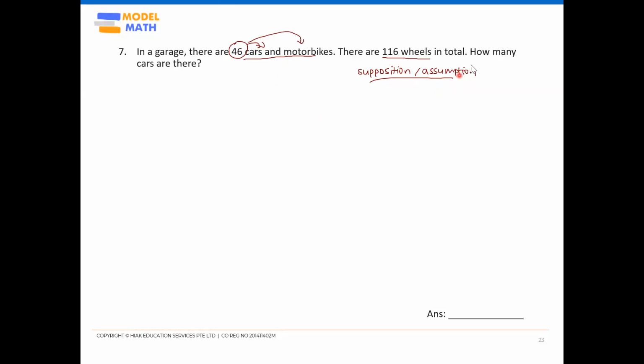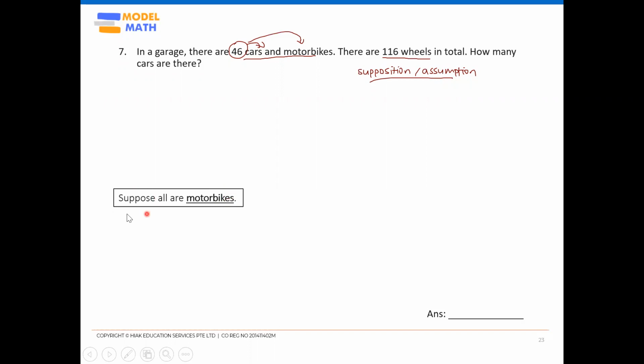Now, the first thing to begin with is if the question asks you for how many cars, you first suppose the other item. That means you suppose all the 46 vehicles are the other item, that means not cars. So in this case, all 46, you suppose they are motorbikes. So that will be the first statement that we have to pen down: suppose all are motorbikes. You will see why later at the end of the question why I say suppose all are motorbikes first.